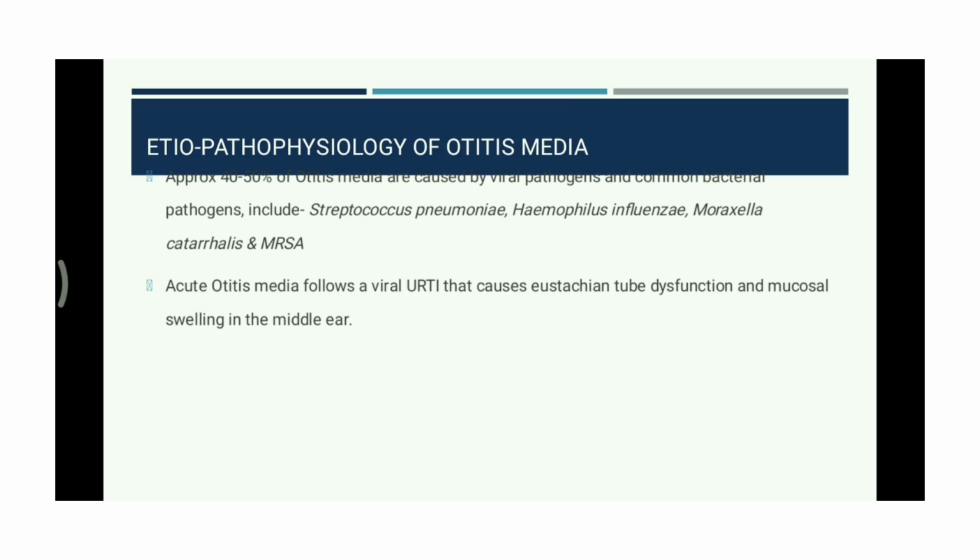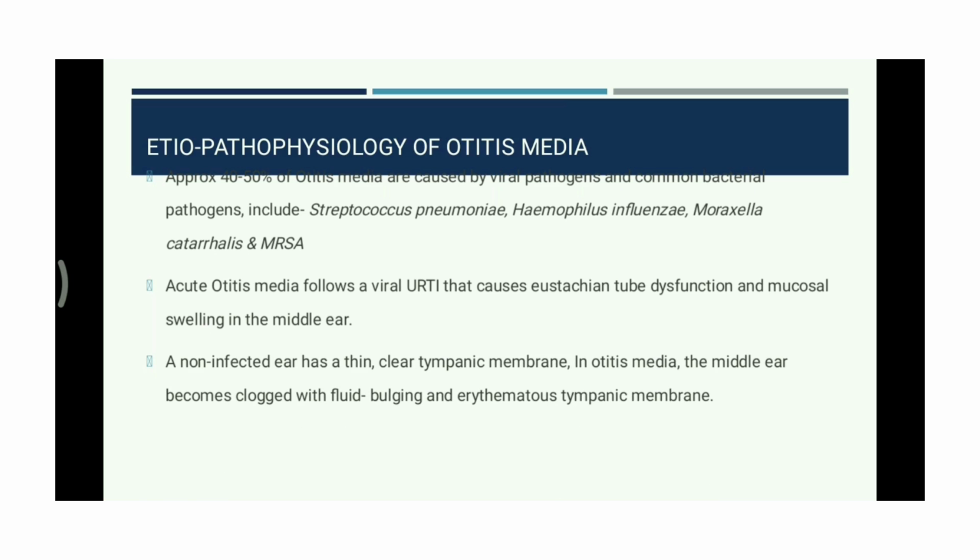So how will the pathophysiology of acute otitis media be? How exactly is otitis media caused, and how does the body respond to it? Let's study now. Basically, acute otitis media follows a viral upper respiratory tract infection that causes eustachian tube dysfunction and also mucosal swelling. As we saw in this picture, there was mucosal swelling in the middle ear and also some dysfunctioning of the eustachian tube.